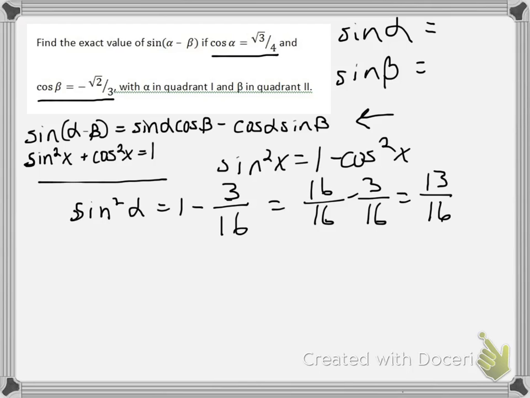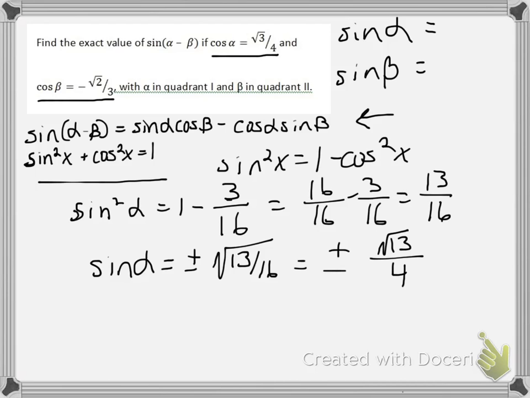We need to take the square root of both sides, though, because what we want to know is the sine of alpha. So the sine of alpha is plus or minus the square root of 13 over 16, which is plus or minus square root of 13 over 4, because the square root of 16 is 4. Okay, well, we have two answers. Which one do we want? Do we want the positive answer or the negative answer? That depends on what quadrant alpha is in. So alpha is in quadrant 1, it already tells us. And the sine of any angle in quadrant 1 is positive. So we do want the positive answer. So the sine of alpha is square root of 13 over 4.